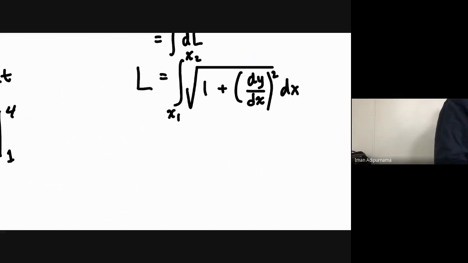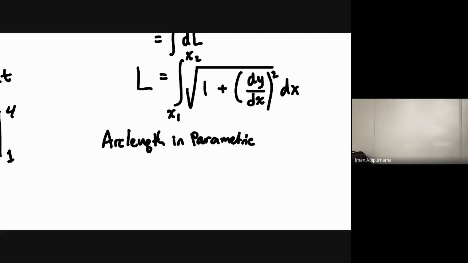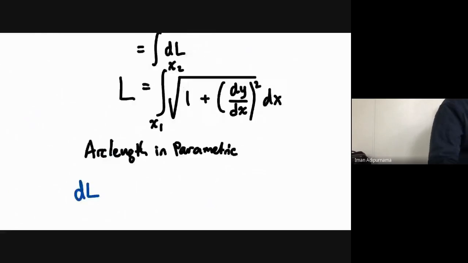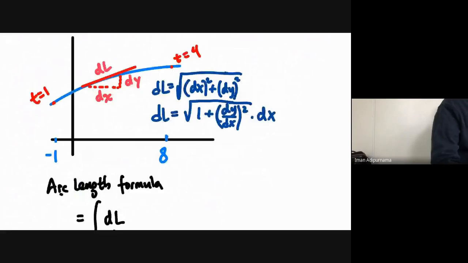Now, what is the arc length in parametric? Again, we need to include the variable t. So we have the general formula, and we need to include t here, so we need to integrate in terms of dt. Now arc length in parametric. Let me start with dl, like the very beginning dl here.